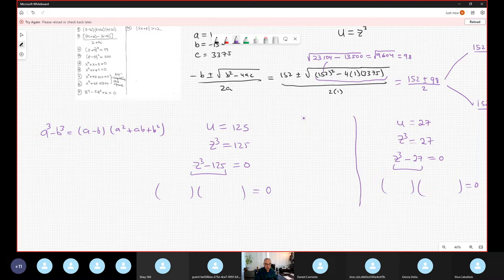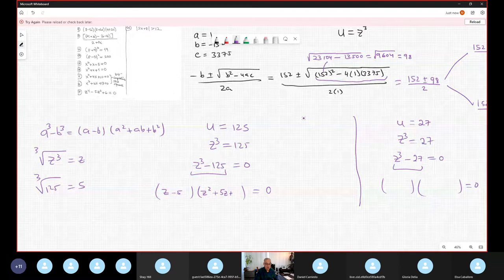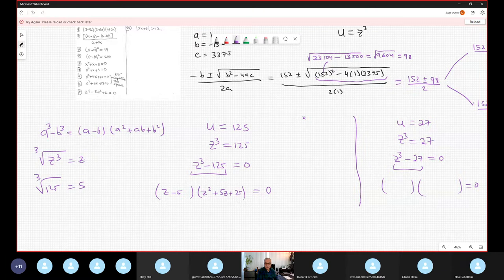The cube root of z cubed is z, and the cube root of 125 is 5. So it's z minus 5. In the trinomial part, we have the square of the first, plus the multiplication of both, which is 5z, plus the square of the second, 5 squared, which is 25.